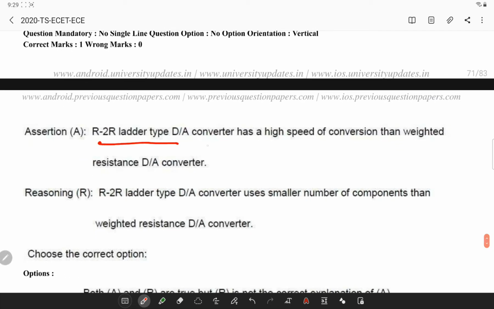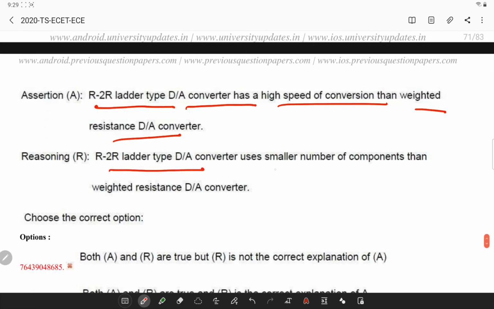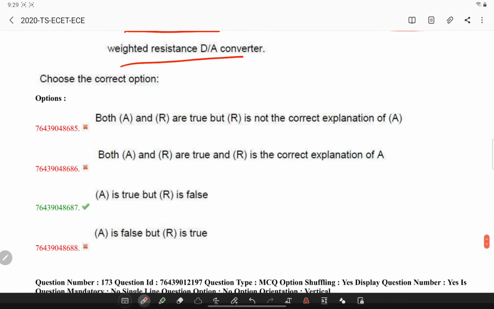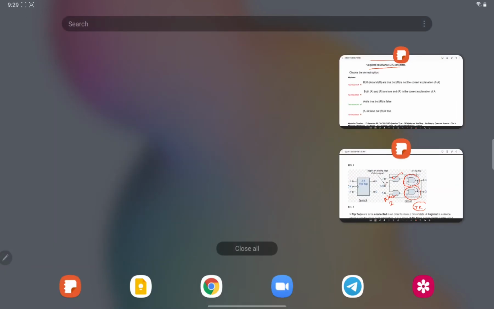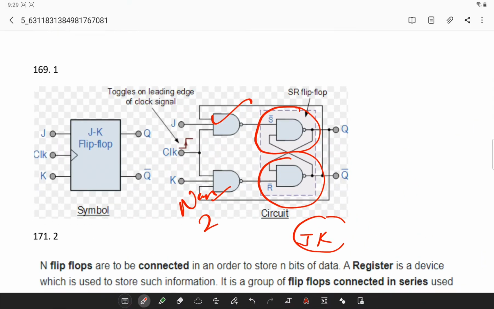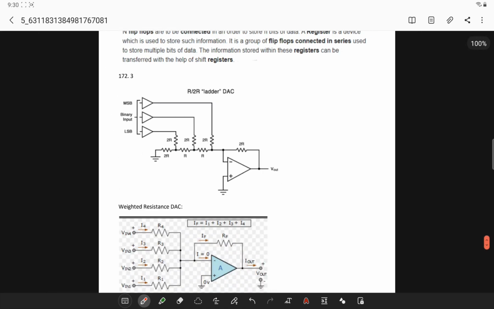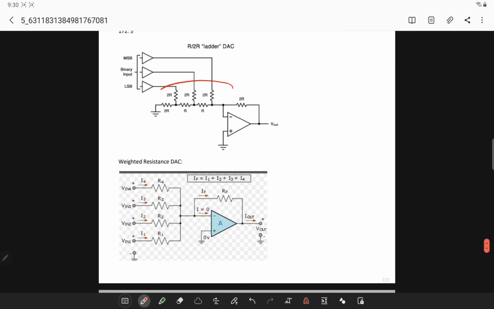Assertion: R-2R ladder type digital to analog converter has higher speed of conversion than weighted resistance, and R-2R ladder type of DA converter uses smaller number of components. Now I have to show you how exactly an R-2R ladder network will look. See this has this many number of resistors, this has 4, whereas the weighted resistor network will be having more resistors.